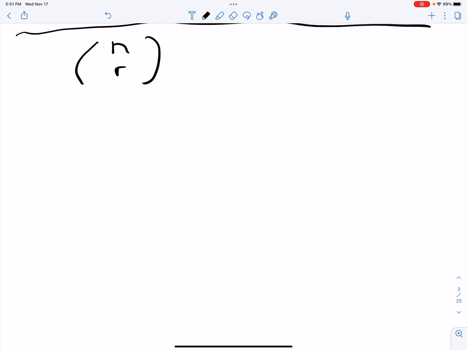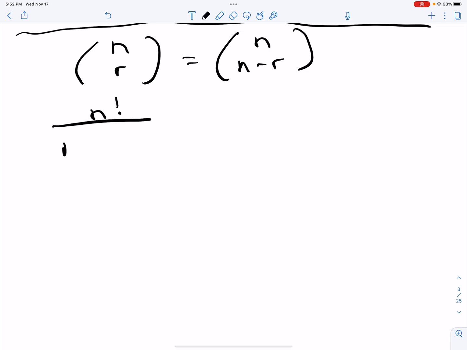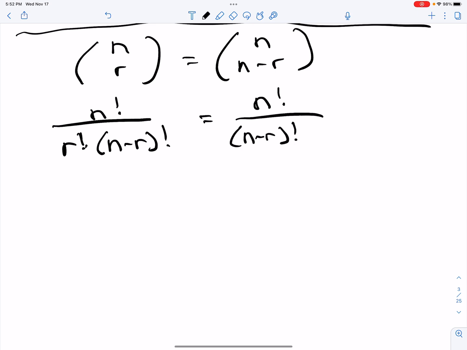This is the same thing as this. Because if you work it out with the formula, you have n factorial over r factorial times (n minus r) factorial for this one. And if you work out the formula over here, you've got n factorial over (n minus r) factorial, and then n minus (n minus r) is going to be r, so r factorial. So they ultimately come out the same. And that's the mathematical justification for looking at Pascal's triangle and seeing that symmetry.